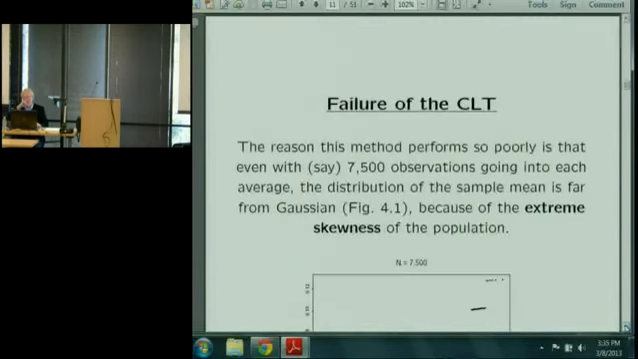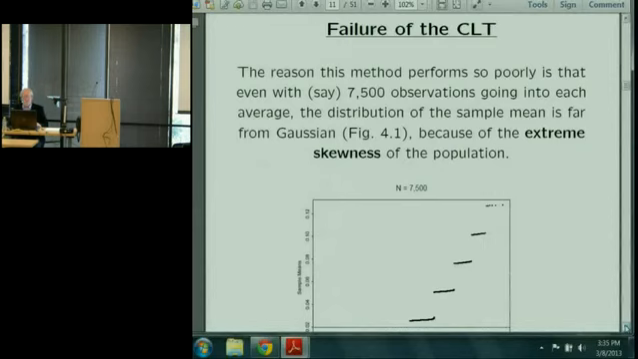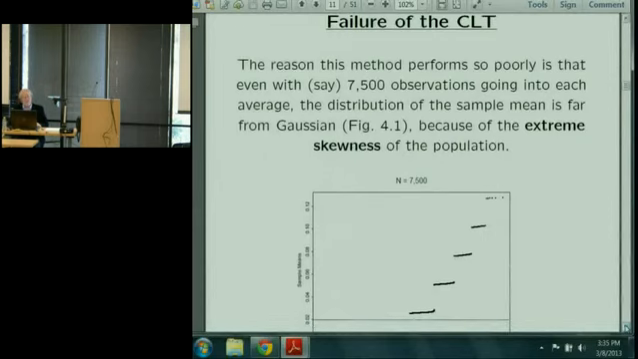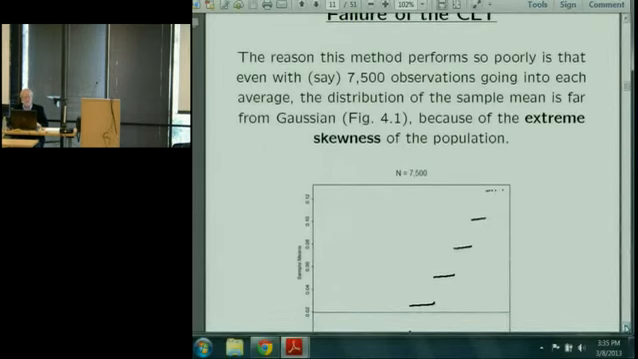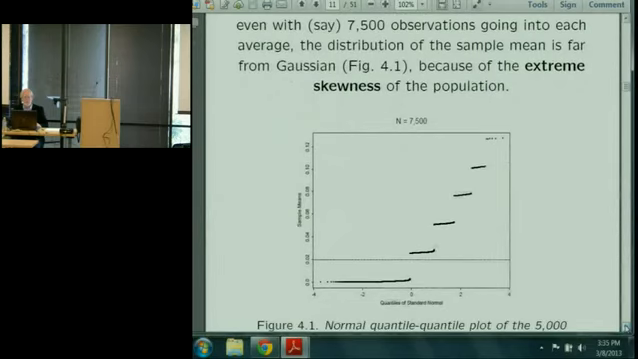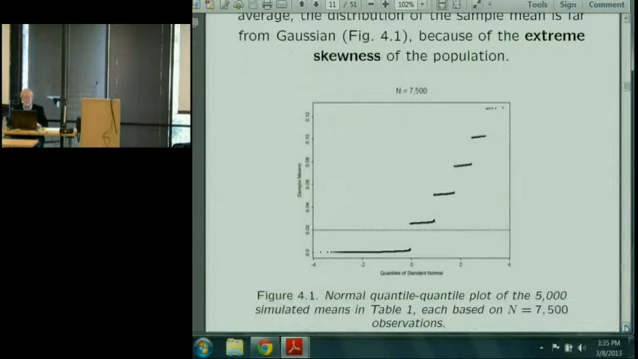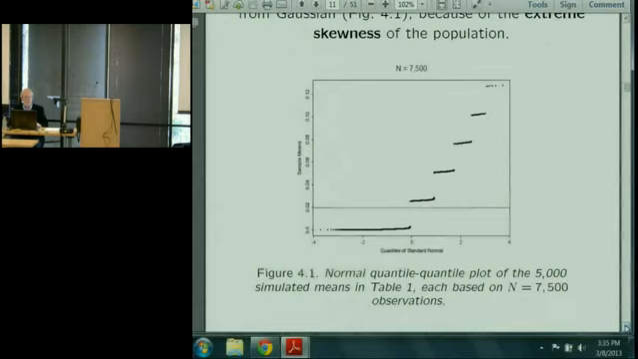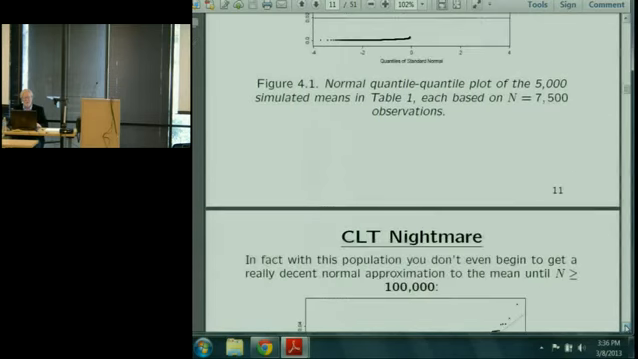And the reason that the method performs so poorly is that even with 7,500 observations going into each average, the distribution of the sample mean is very far from Gaussian because of the extreme skewness of the population. Here's a normal QQ plot of the 5,000 simulated means, each of them based on 7,500 observations, and that's supposed to look like a straight line if we have a normal curve. So 7,500 observations, not enough.